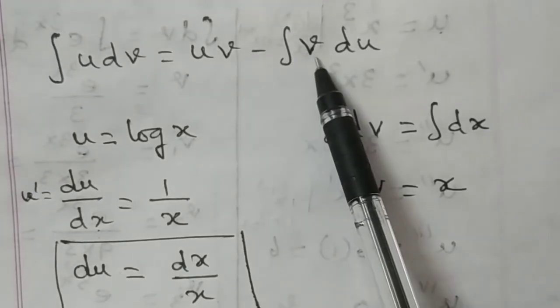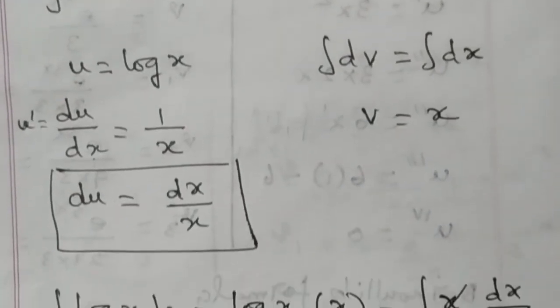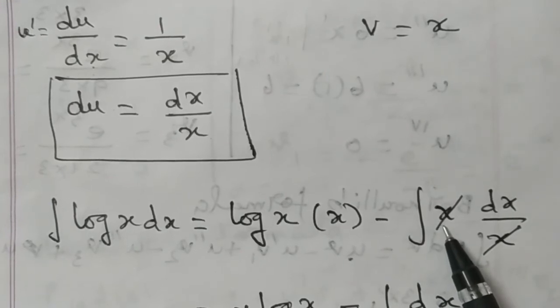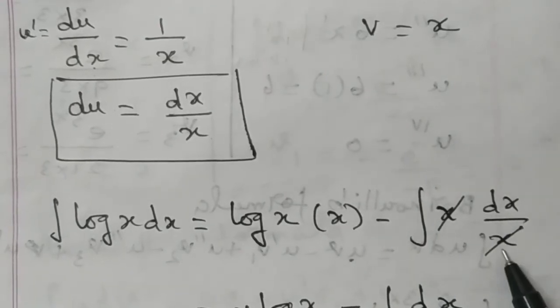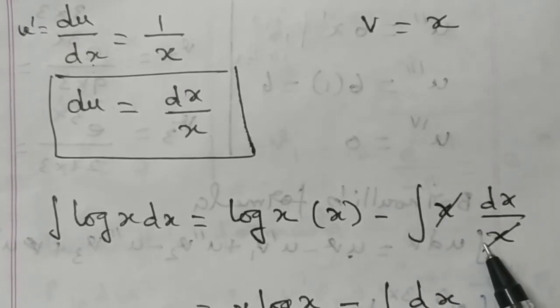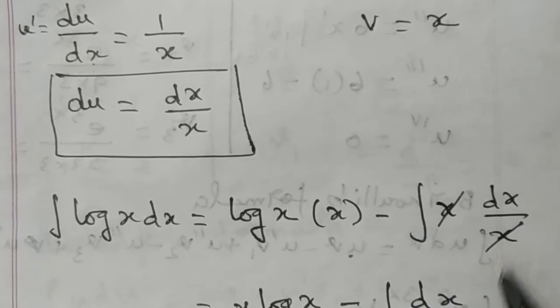Minus integral of v. What is the v value? The v value is x only. Substitute the term. Next term, du. The du value is dx by x. So the x cancels. The remaining term is the integral of dx.